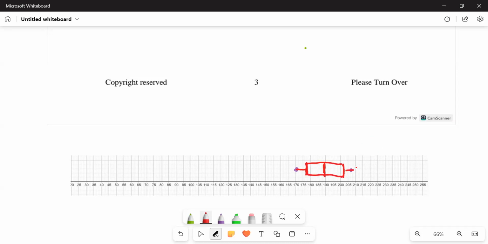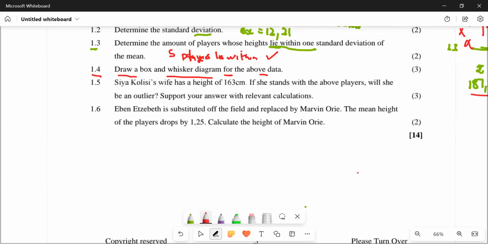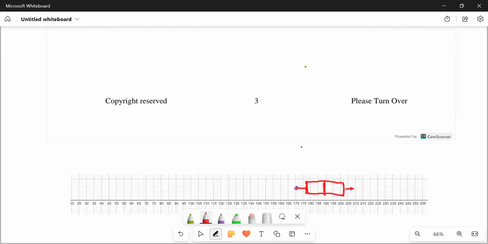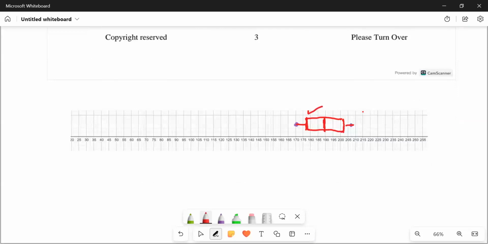And then we have something that looks symmetrical. We are not sure, but it looks as if it's symmetrical. Okay, we've drawn our box and whisker diagram. They're going to give us 1 mark for Q1 and Q3, 1 mark for Q2, and then 1 mark for minimum and maximum. Next.